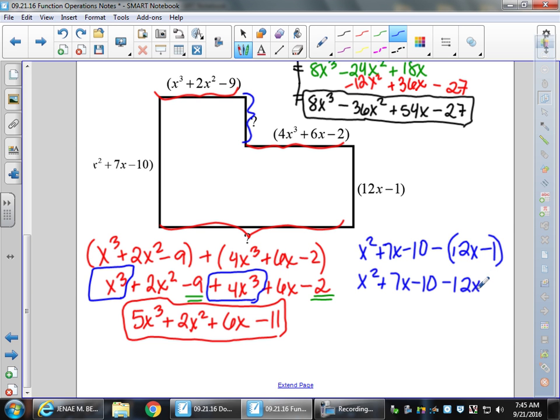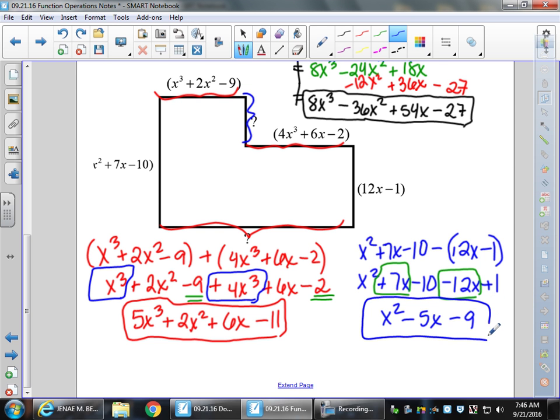minus 12x plus 1. So addition, parentheses are irrelevant. Don't need them. But as soon as subtraction is involved, we have to have parentheses. So let's see. Like terms here, positive 7x and a negative 12x. Yes? So I get x squared minus what? Good. And then a negative 10 and a positive 1. Minus 9. Very good. So this is a nice warm-up for function operations, which is our big objective for today.